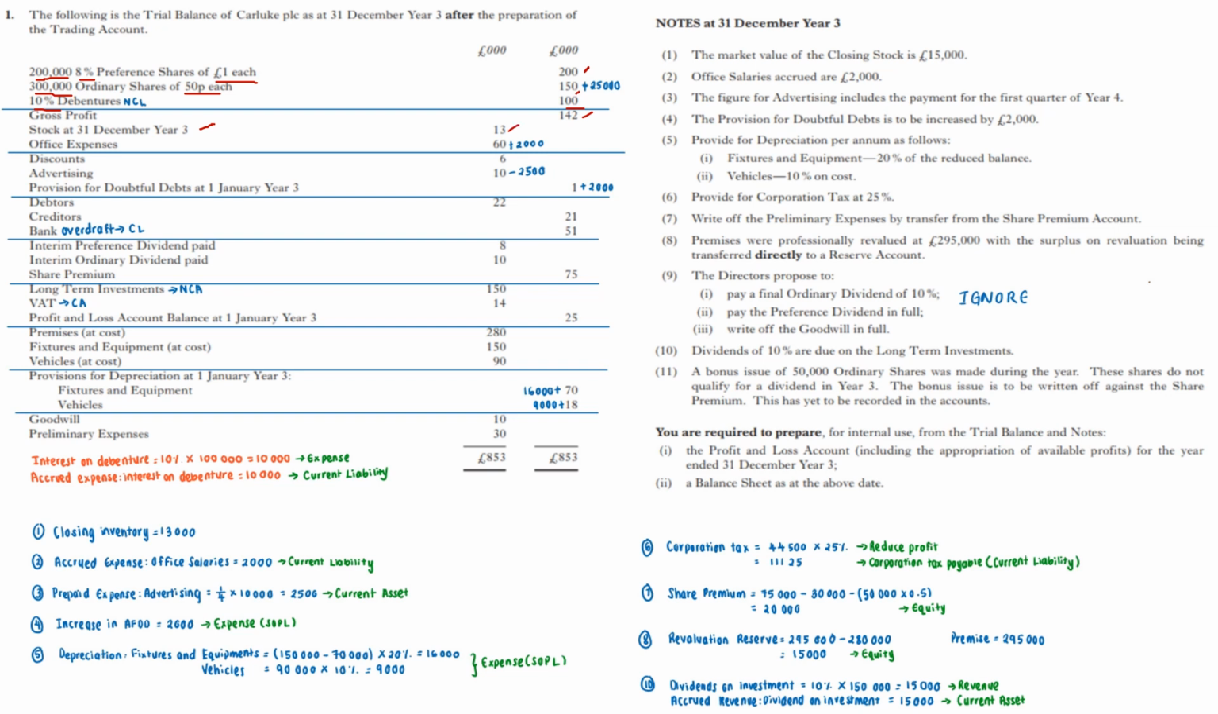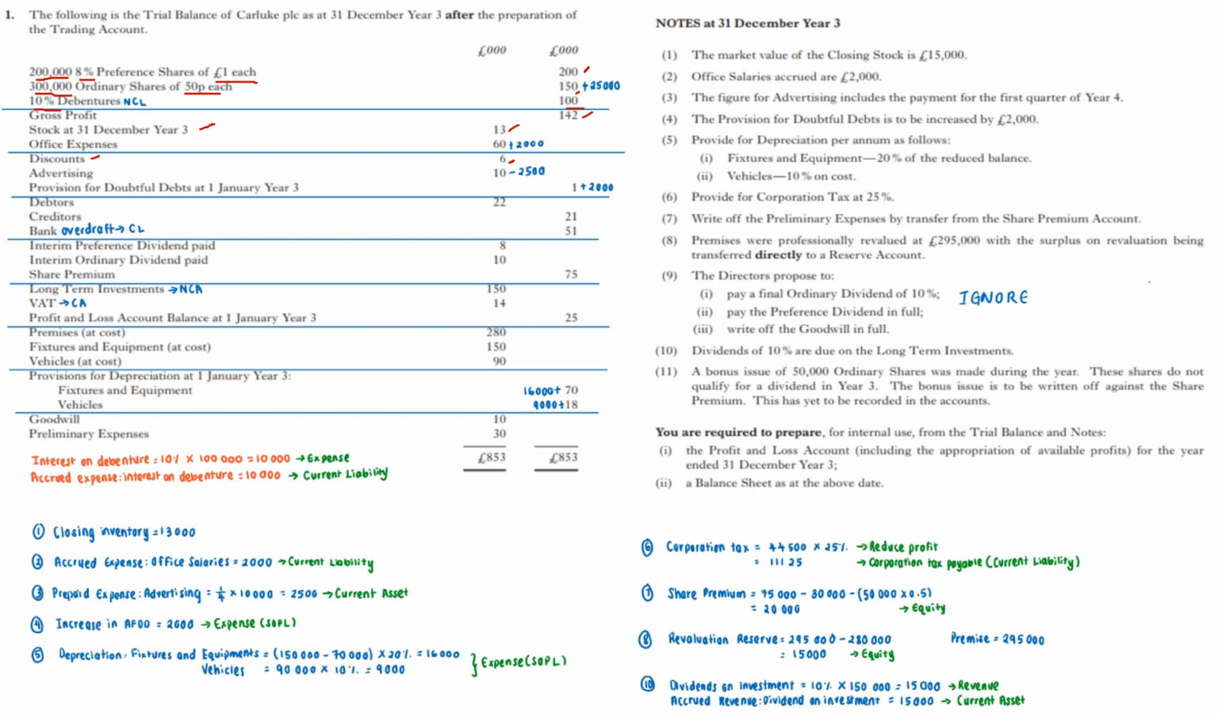Which is 13,000. And then office expenses is an expense. Discount, advertising, those are all your expenses. So discount here can either be an expense or revenue, depending on whether the amount is on the debit or credit side. As you can see here, it's on the debit side. If it's on the debit side, it's an expense. So this would be your discounts allowed. Okay.